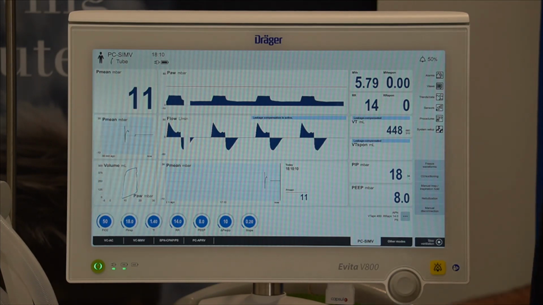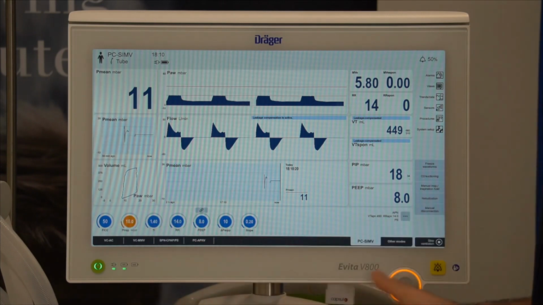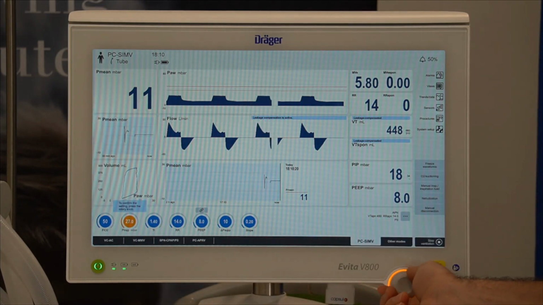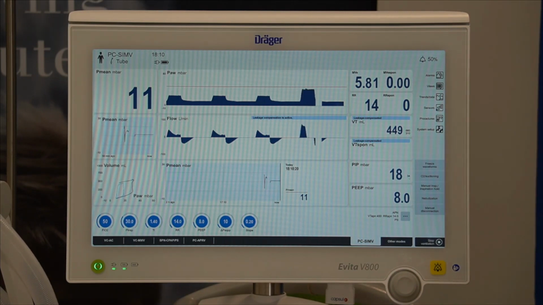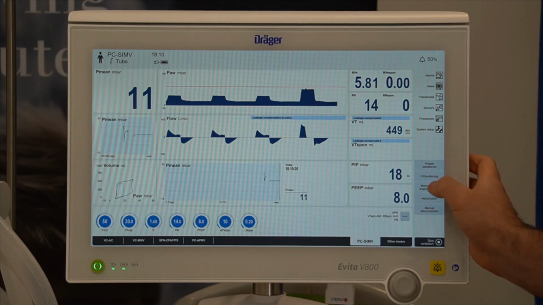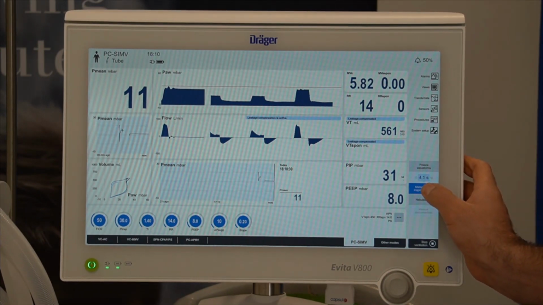This can be done in modes such as PC-SIMV by increasing the driving pressure. In this case, I'm going to increase the P inspired to 30 millibars. Then, by simply selecting the manual inspiratory hold button and holding it for 40 seconds, as I can see on the screen, it counts up.